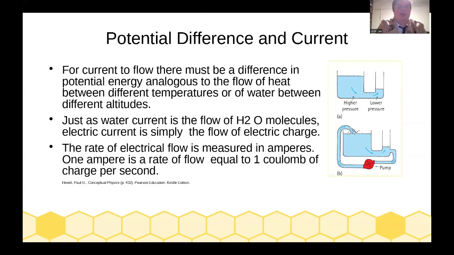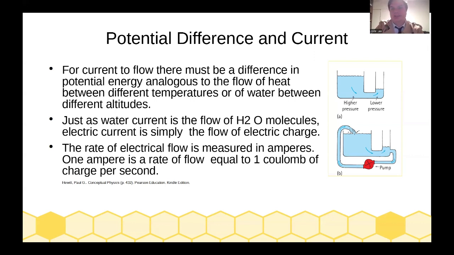For current to flow, there must be a difference in potential energy analogous to the flow of heat between different temperatures or of water between different altitudes. Just as water current is the flow of H2O molecules, electric current is simply the flow of electric charge and is measured in amperes. 1 ampere is a rate of flow equal to 1 coulomb of charge per second.